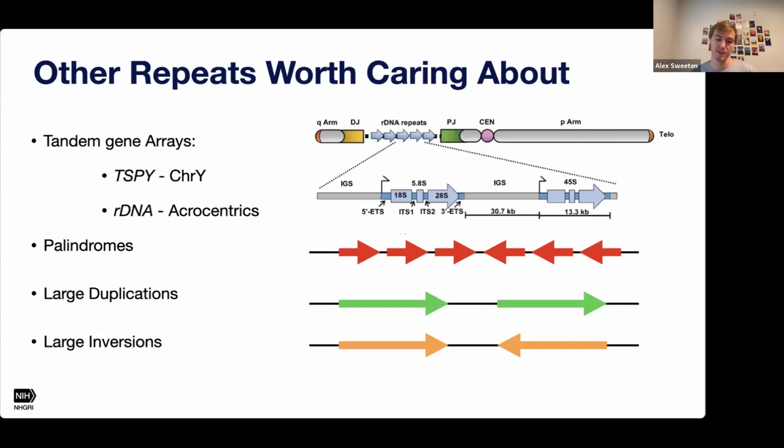So this is chromosomes 13, 14, 15, 21, and 22 in humans. This is necessary for life. We need rDNA to get our RNA. Some other repeats worth caring about are palindromes.